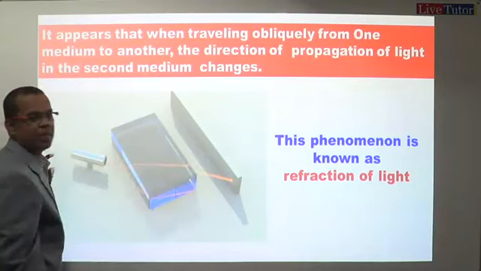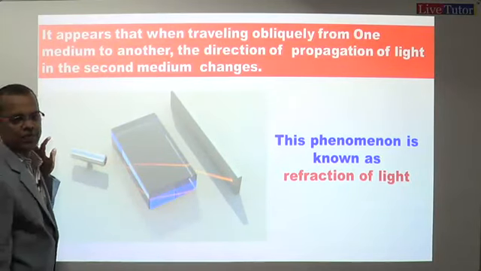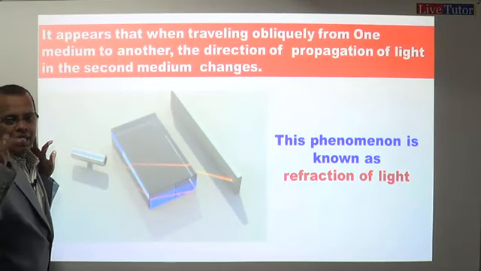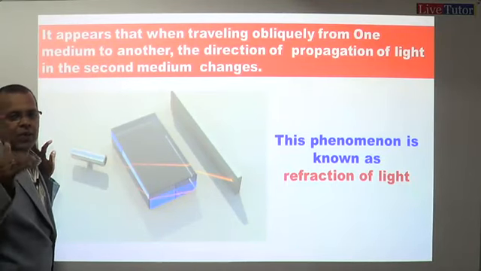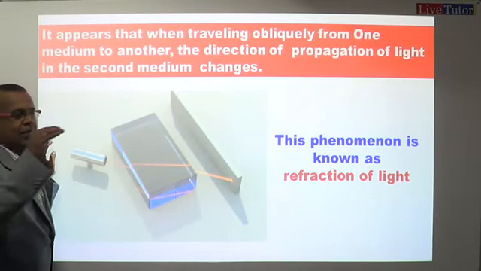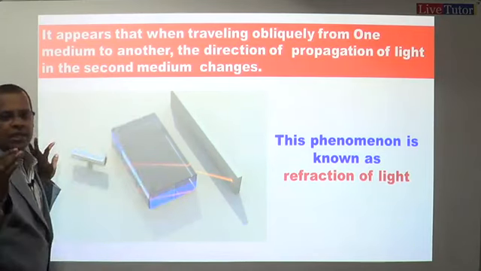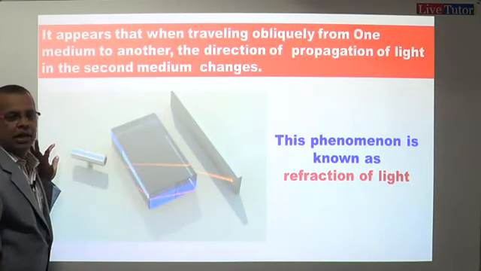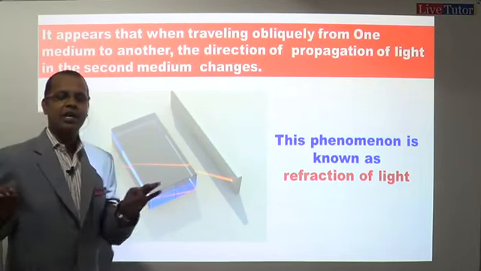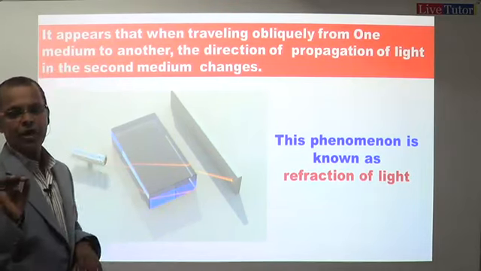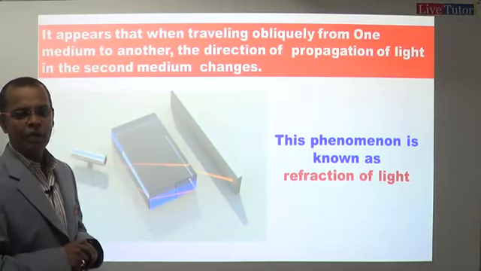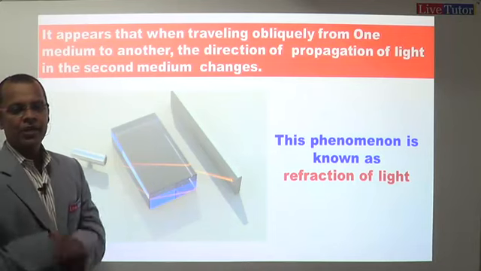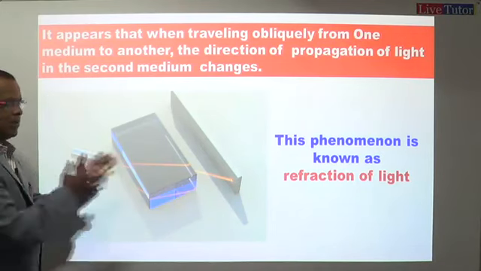And this phenomenon is nothing but called refraction of light. So when a definition is asked, what refraction means, what you have to say is: when a light ray travels obliquely from one medium to another medium, the direction of propagation of light in the second medium changes. This phenomenon is known as refraction of light. Or simply, in a nutshell, we can say the bending of a light ray when it travels from one medium to another medium is called refraction of light. So this is what refraction is.